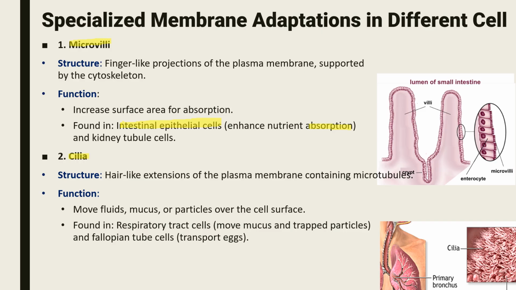Cilia. Now cilia are hair-like extensions of the plasma membrane containing microtubules. You can see here it is mainly in the respiratory system. It moves fluid, mucus, or particles over the cell surface. It is found in the respiratory tract. It moves mucus and trapped particles. For example, if there's a pathogen or mucus which went to your lungs, it will move it outside to your mouth. It is also found in fallopian tube cells in females, which transport eggs.